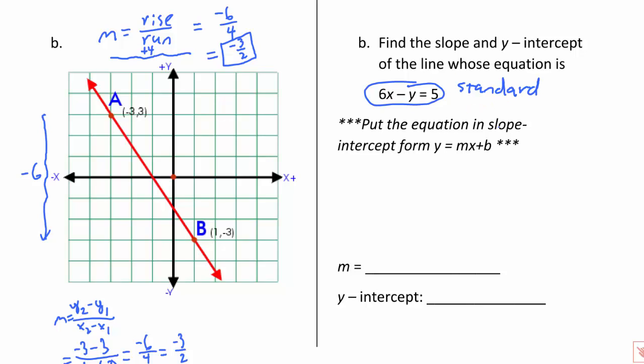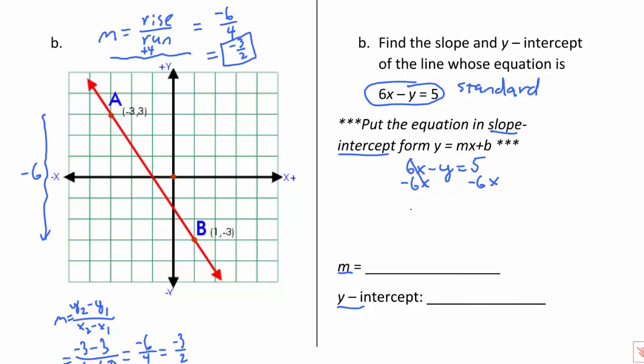What I want to do is put it into slope-intercept form so I can actually just look at it and determine the slope and the y-intercept. To do that, I need to solve for y. Ask yourself what you would do to 6x minus y equals 5 to solve for y. Well, some people will subtract 6x, some people will add 5. It really doesn't matter what you do. So I'm just going to go ahead and subtract 6x from both sides.